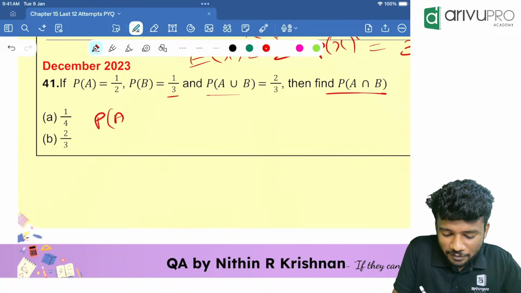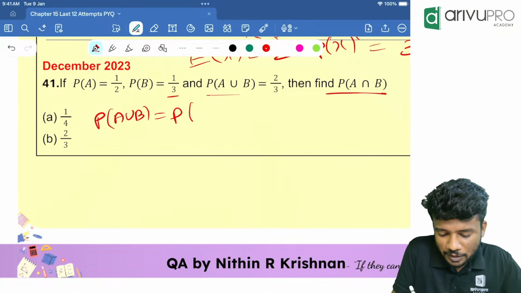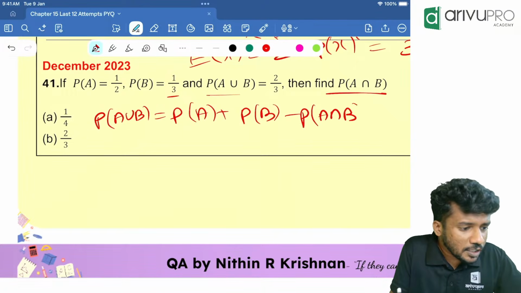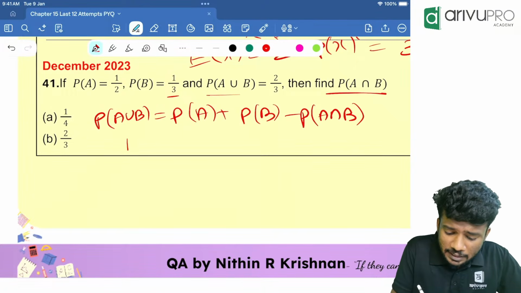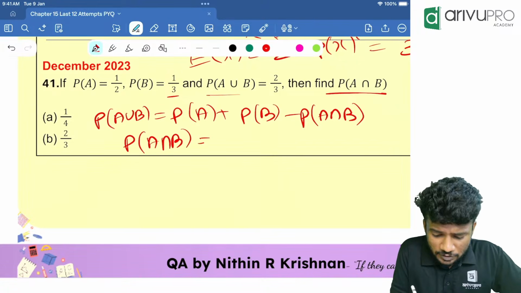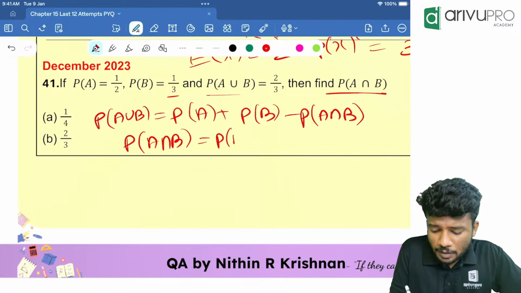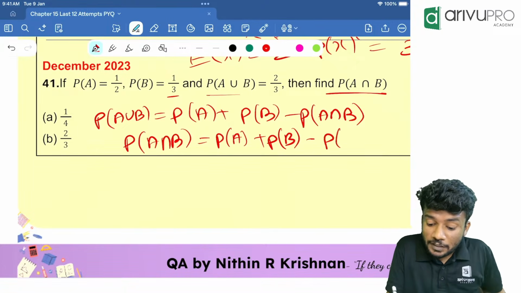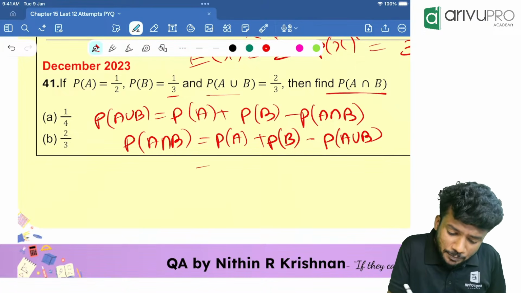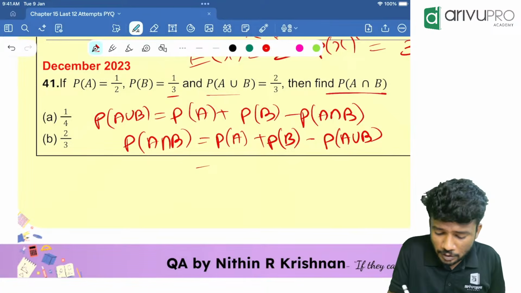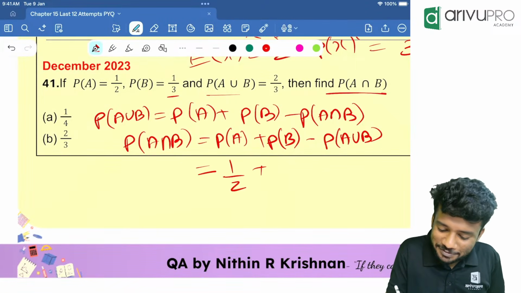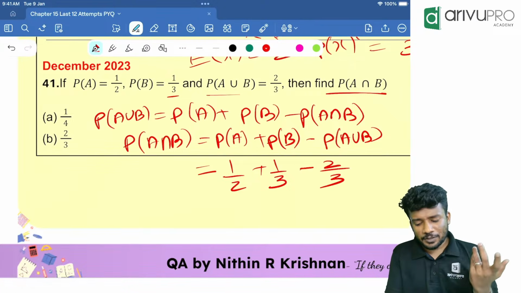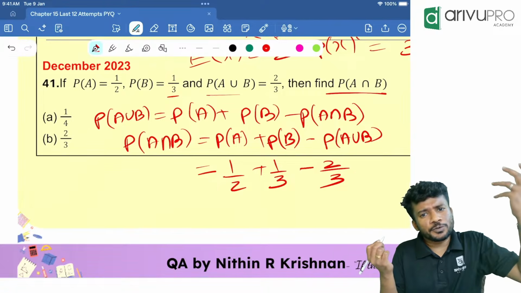What is the formula for P of A union B? That is nothing but P of A plus P of B minus P of A intersection B. From this we can write the value of P of A intersection B, which is P of A plus P of B minus P of A union B. I'm writing steps so that you will understand clearly. P of A is 1 by 2, plus P of B, 1 by 3, minus P of A union B, 2 by 3. Take your calculator, or use LCM.